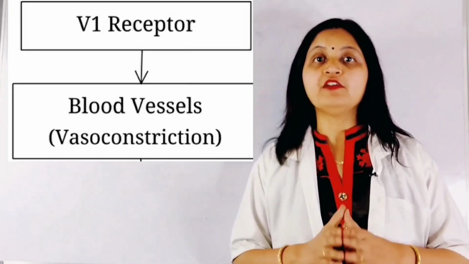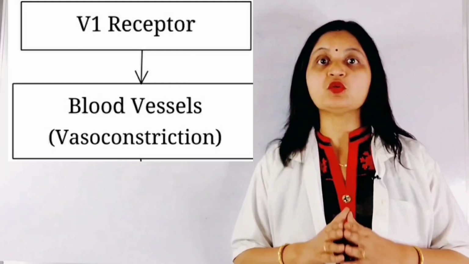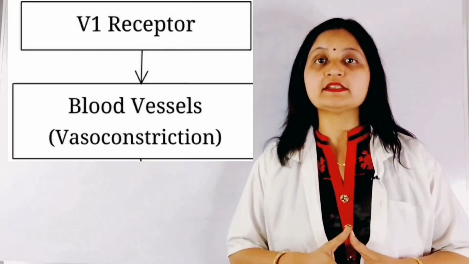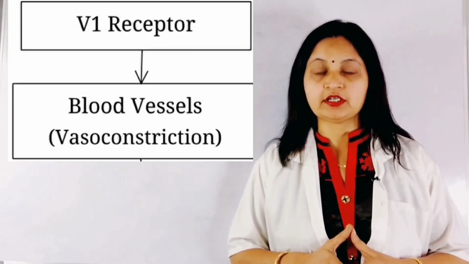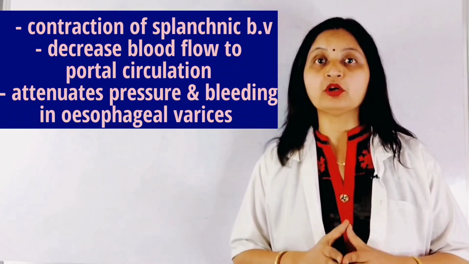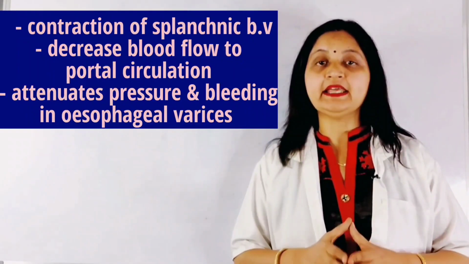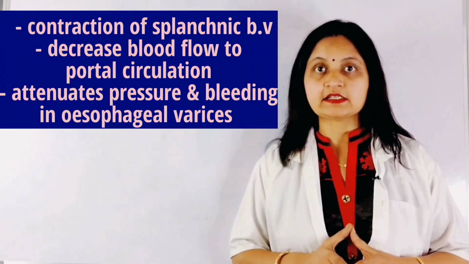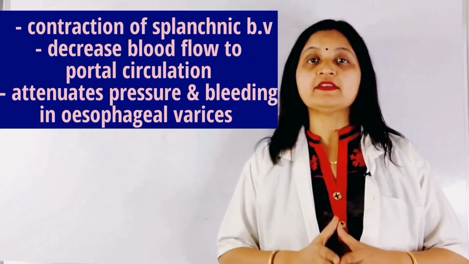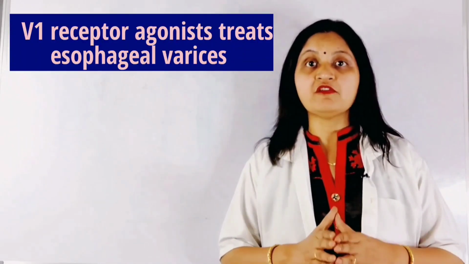Similarly, stimulation of V1 receptors of the smooth muscles of the blood vessels causes vasoconstriction and increased resistance in the systemic circulation. By causing contraction of the splanchnic blood vessels, it decreases the blood flow to the portal system and thereby attenuates pressure and bleeding in the esophageal varices. Therefore, V1 receptor agonists, by acting on the splanchnic blood vessels, can be useful for the management of esophageal varices.